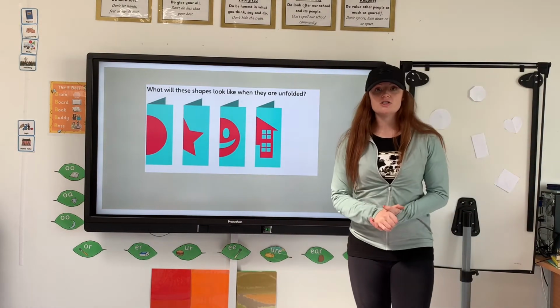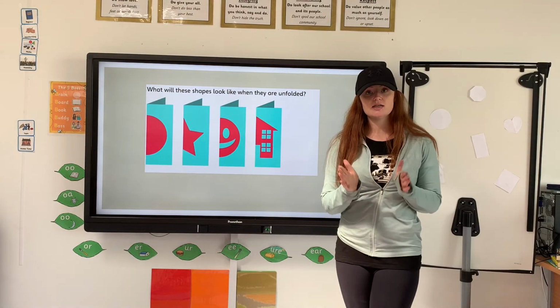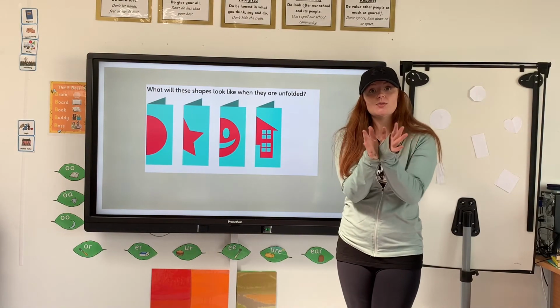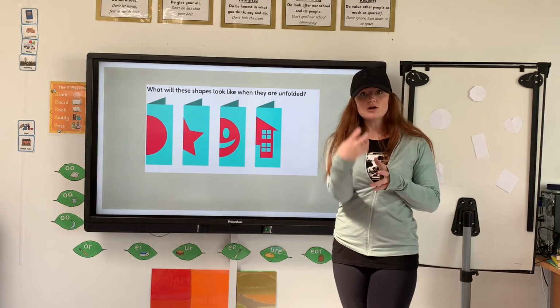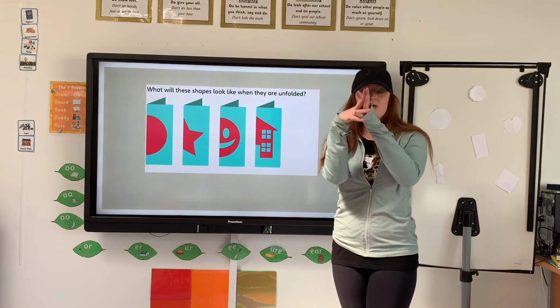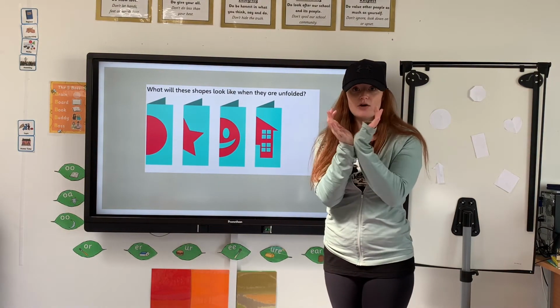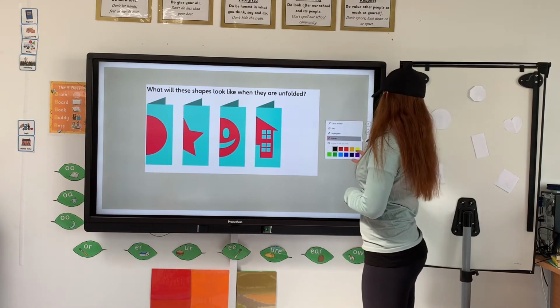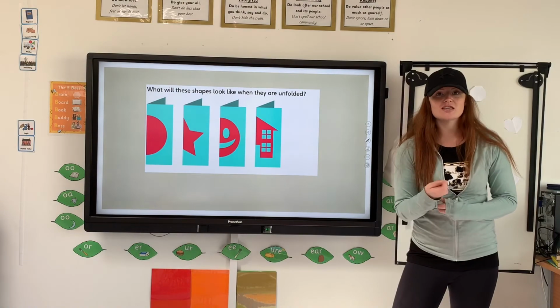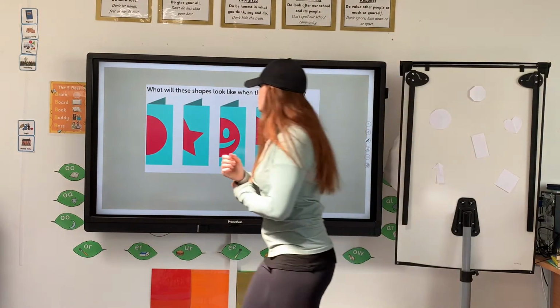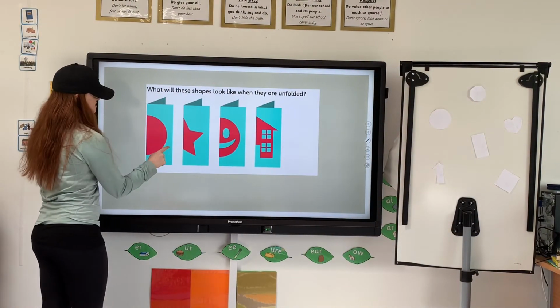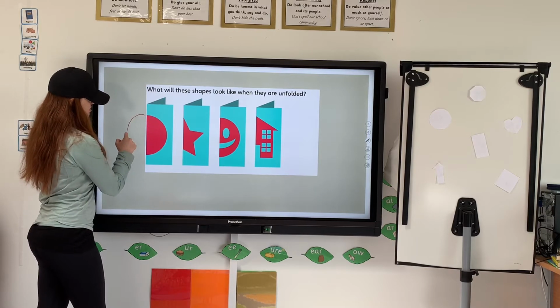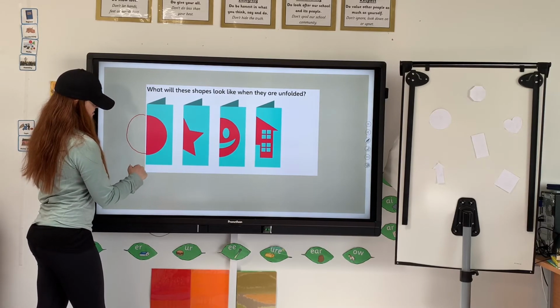Having a look at the worksheets that you're going to be doing today, we're going to be looking at folding shapes and what they look like when they're open. So you know that one half, when it's opened, would then become a whole, so two halves, and what it would look like. So for example, if we were looking at these ones, we can guess what we think the full shape would be. So if one half is a semicircle, the other half would make it a circle.